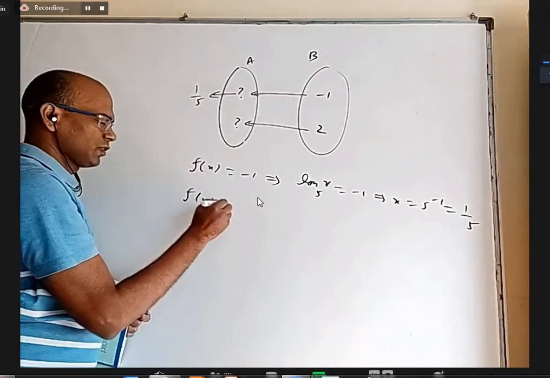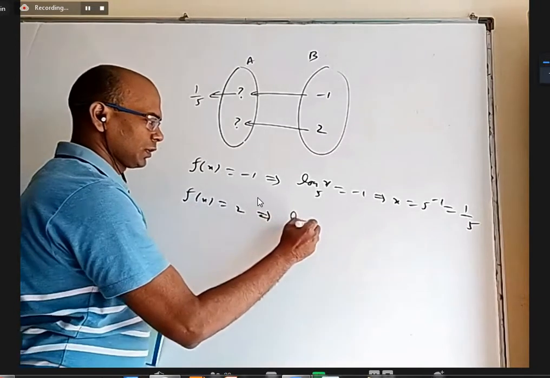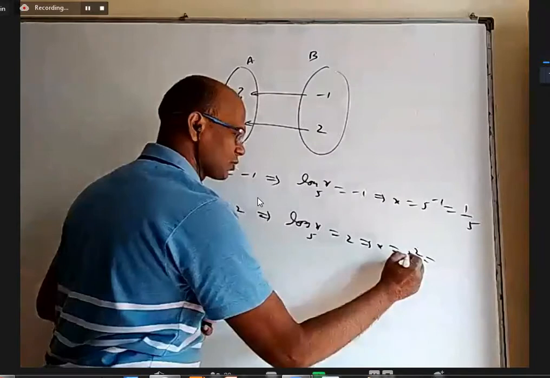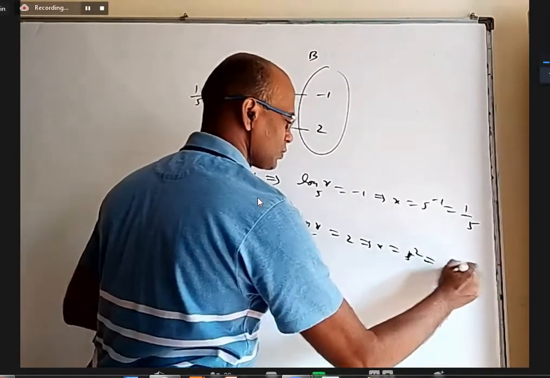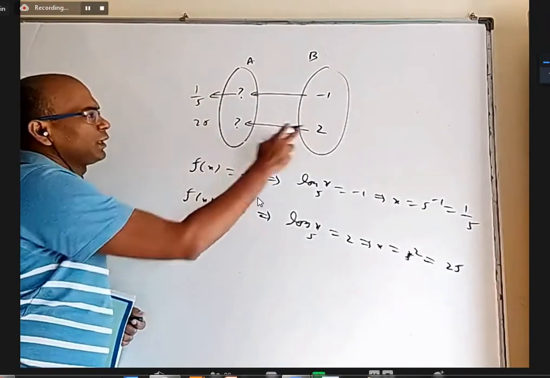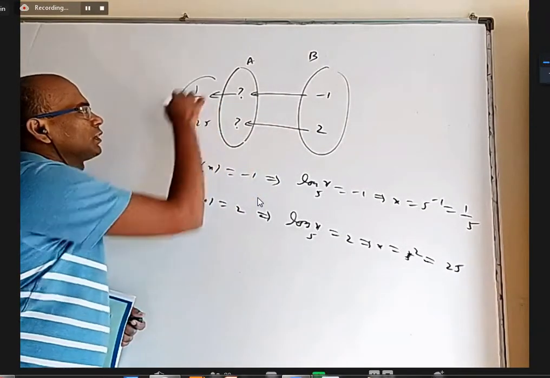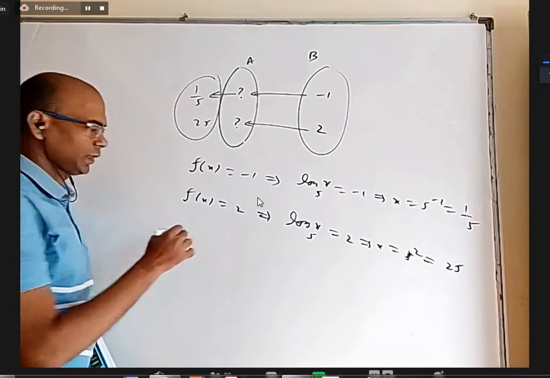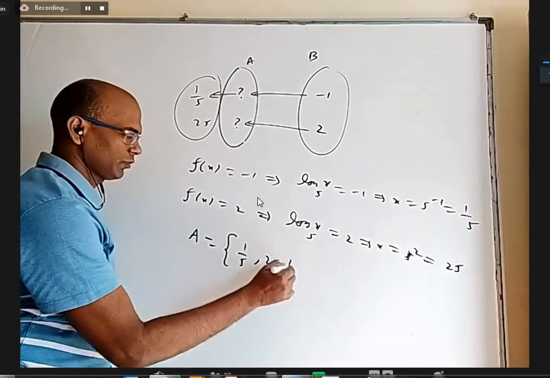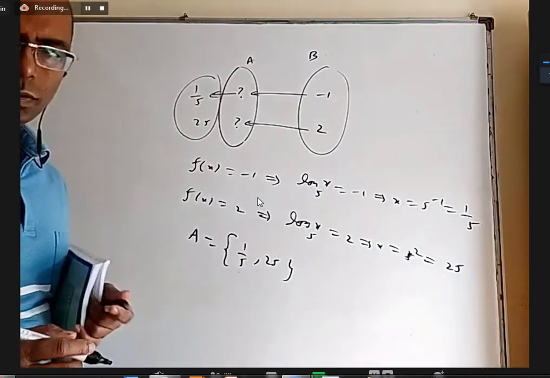When will f of x be 2? That is log x base 5 is 2. x is equal to 5 square, and 5 square is 25. So pre-image of -1 is 1 by 5. Pre-image of 2 is 25. That two together is set A. So set A is equal to 1 by 5 and 25, two elements. Is it okay?